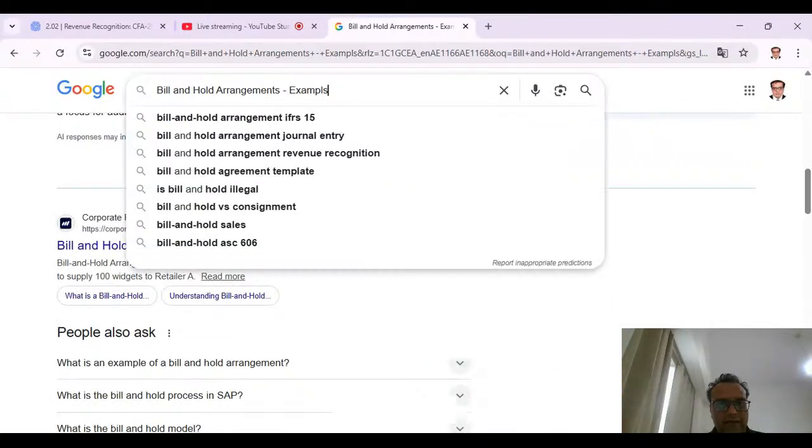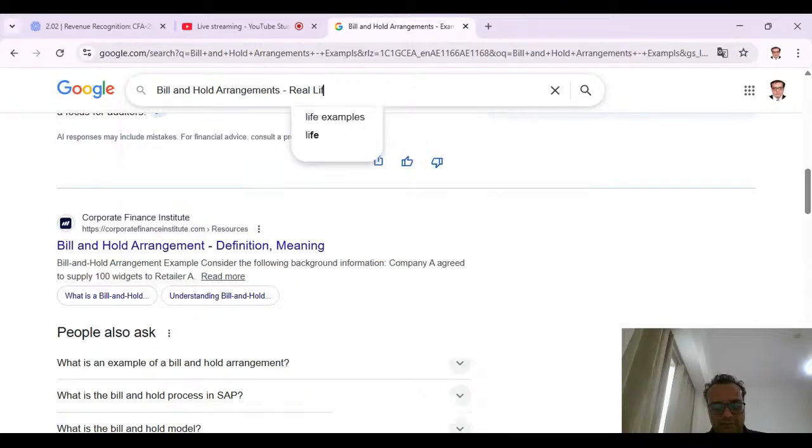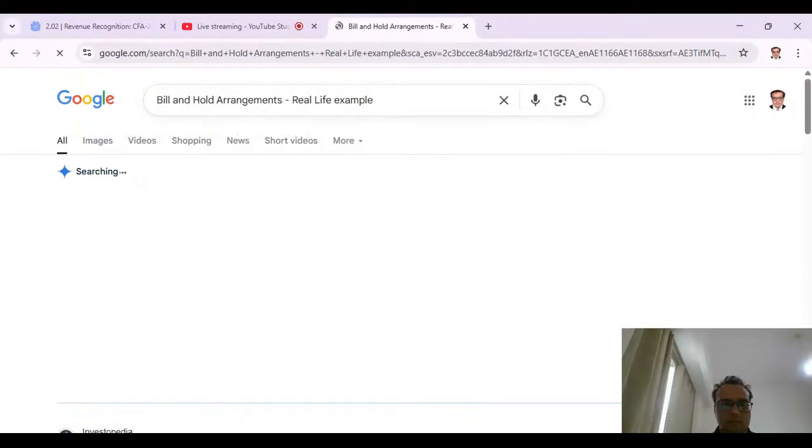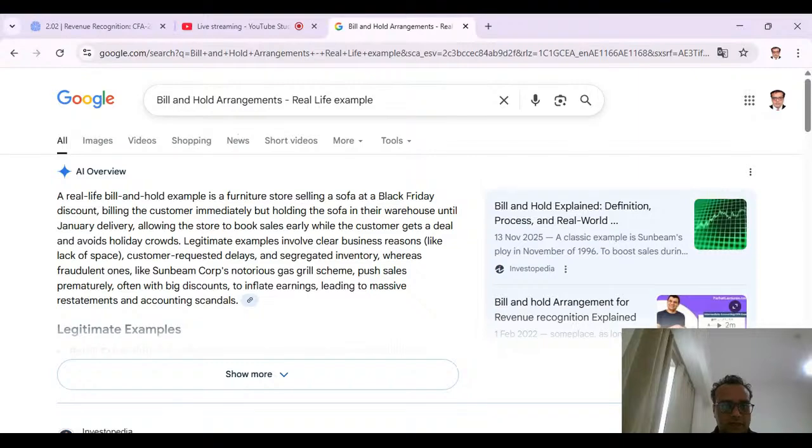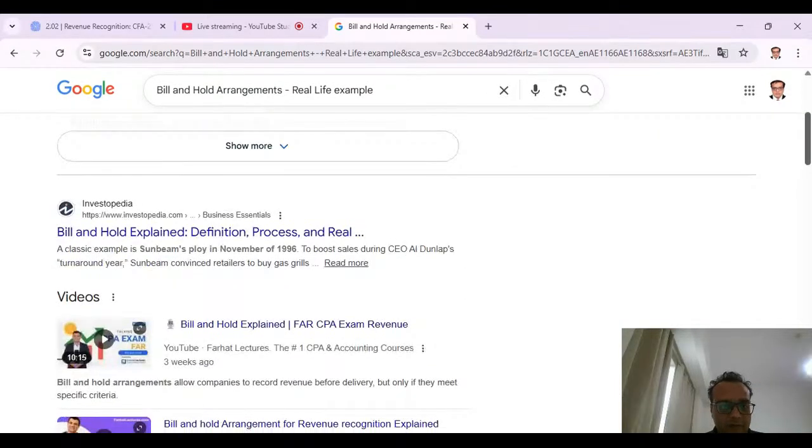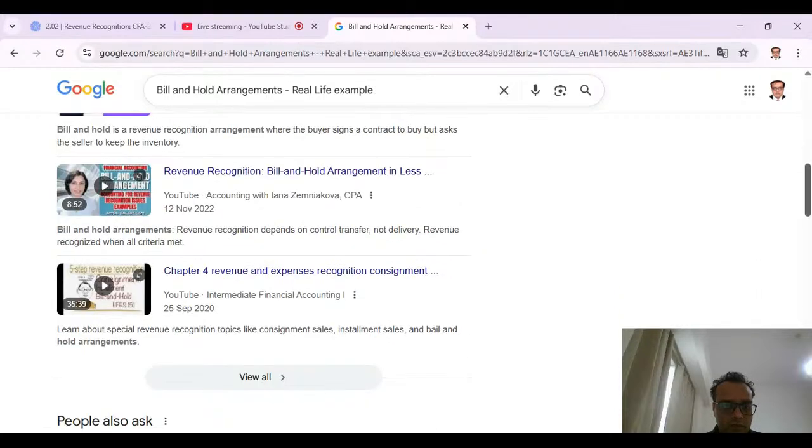But is there any other real life example? Let's see. A furniture store selling a sofa on Black Friday discount, billing the customers immediately but holding the sofa in their warehouse until January delivery, allowing the store to book sales early while the customer gets the deal and avoids holiday crowds. Okay, but the main reason which we have seen over here is the lack of space for the bill and hold model.